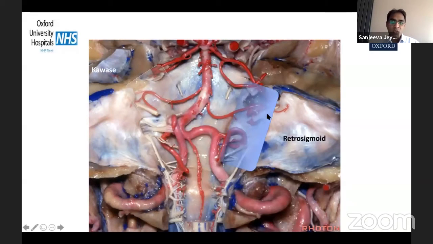The retrosigmoid, of course, is the workhorse approach for most pathologies. At least once a week, we're probably using the retrosigmoid approach to go into the CP angle and get lesions or tumors in that area. And of course, when you're lower down around the foramen magnum, you're then looking for the far lateral approach.